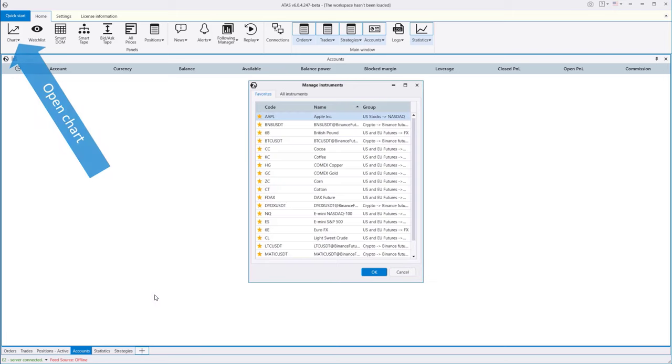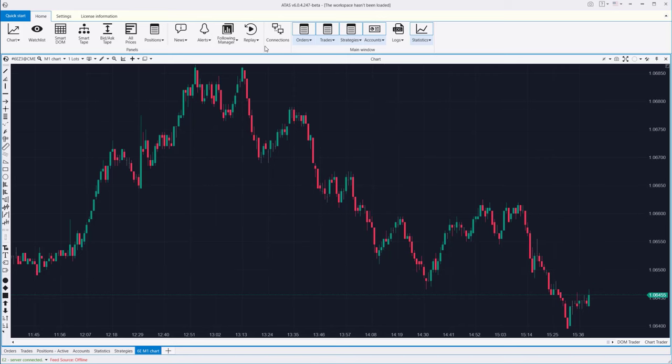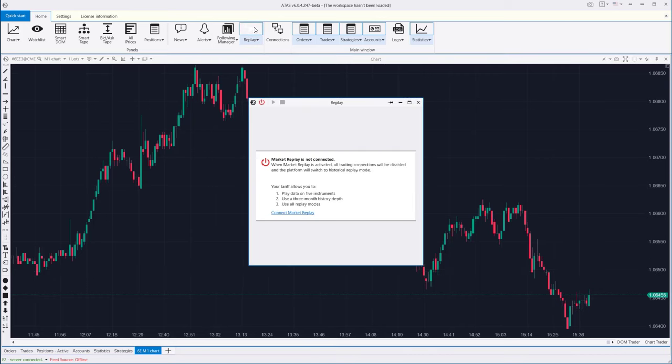You can also open the chart through the chart button in the main menu, but clicking on the plus sign fits better into the screen recording program. Click number 3. Choose the instrument. Let's use the Euro futures. Click number 4. Okay, the chart is open.